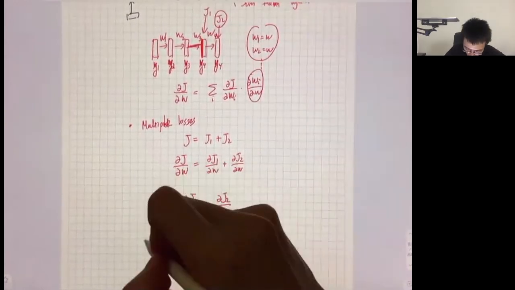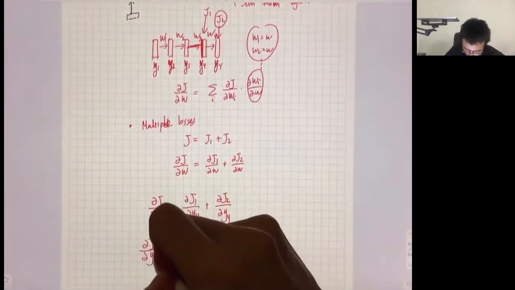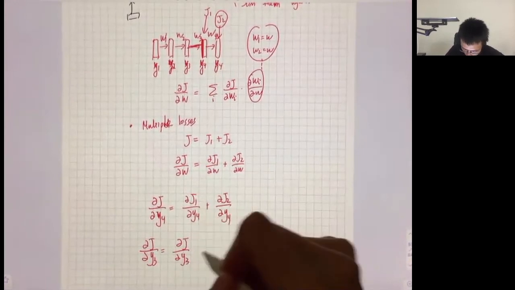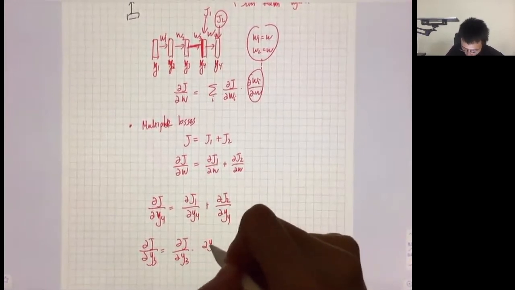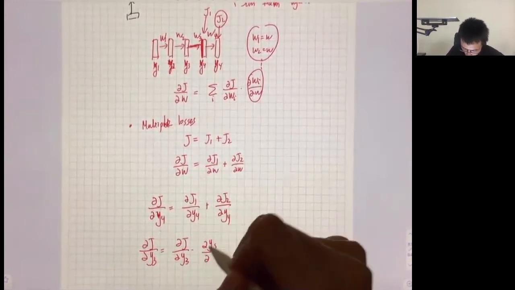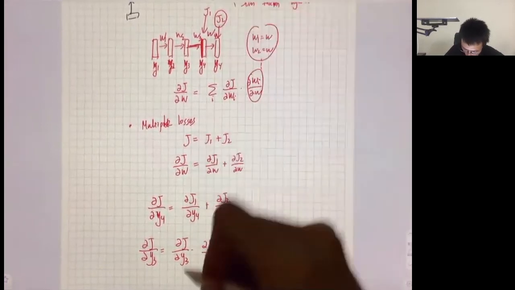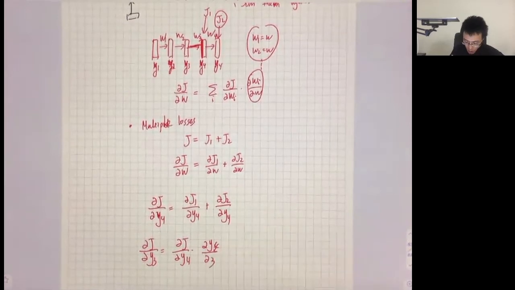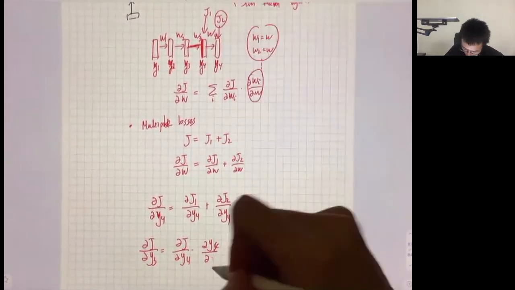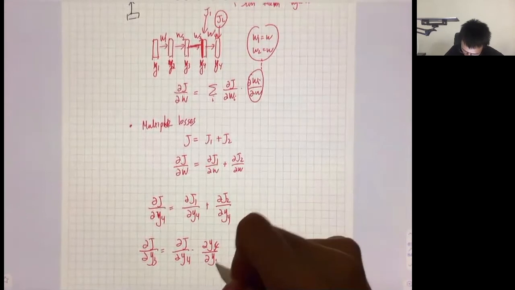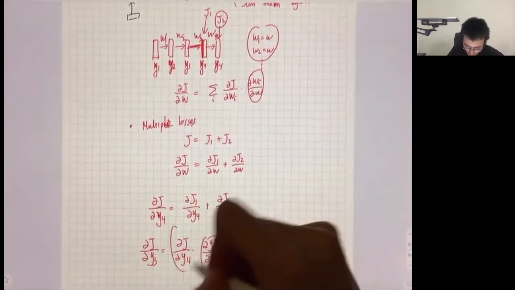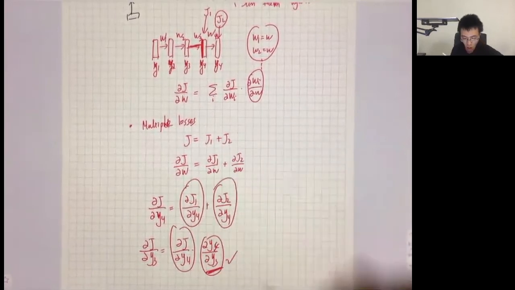Then the partial derivative of J with respect to Y3 is the partial derivative of J with respect to Y4 times the partial derivative of Y4 with respect to Y3, right? Then this is local and known, and this can be computed separately.